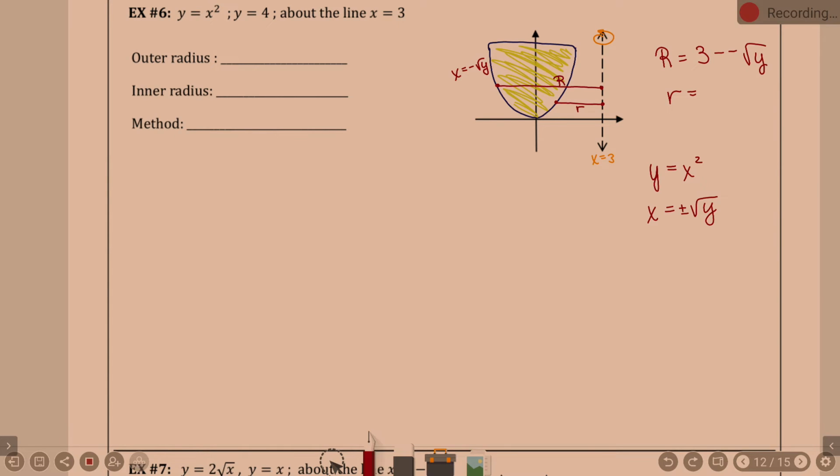What's that mean, little r? This is going to be using the positive square root of y. So it's going to be 3 minus square root of y. Okay? And don't ever feel like you guys have to put the minus negative in there. I just do that because then you know where your plus sign came from.